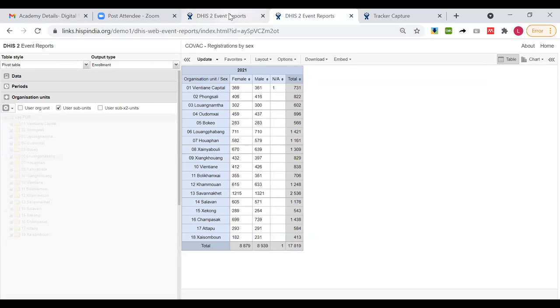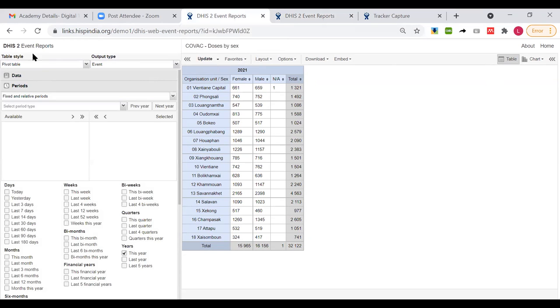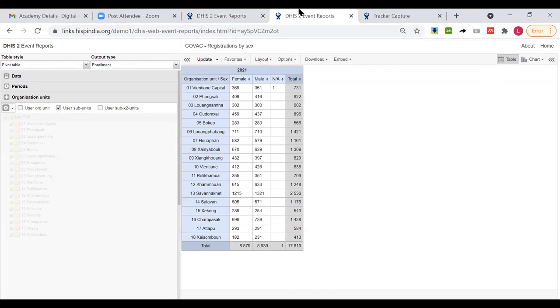So why do we get different outputs for the same configuration? That is simply because in the last one, which is the registrations by sex, the table style is pivot table and the output type is enrollment, whereas in the first one, the table style is pivot table and the output type is events. So this is what is causing these different outputs. So let's see what happens. Let me go back to the first example.